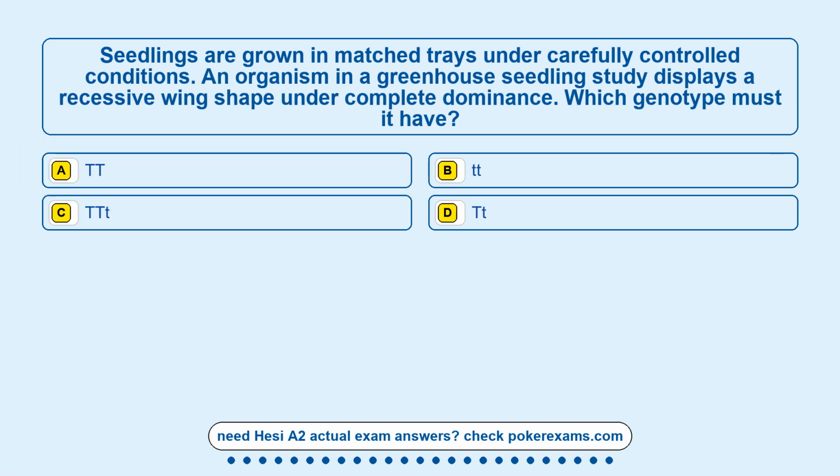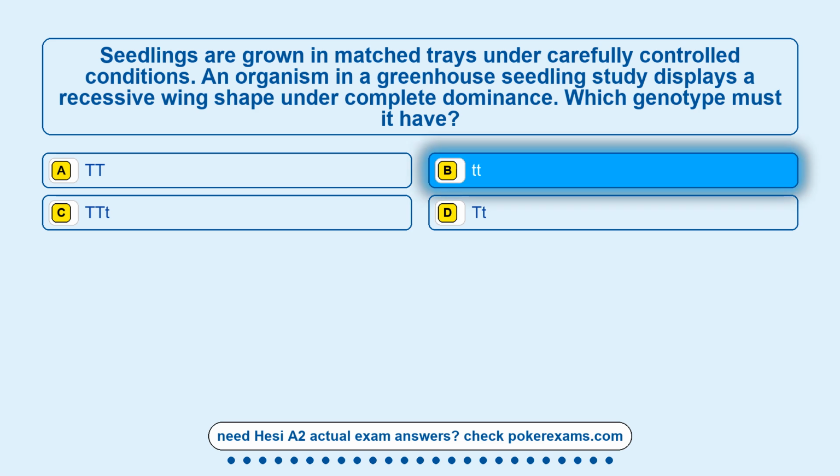Question 24. Seedlings are grown in matched trays under carefully controlled conditions. An organism in a greenhouse seedling study displays a recessive wing shape under complete dominance. Which genotype must it have? Option A, TT. Option B, TT. Option C, TTT. Option D, TT.